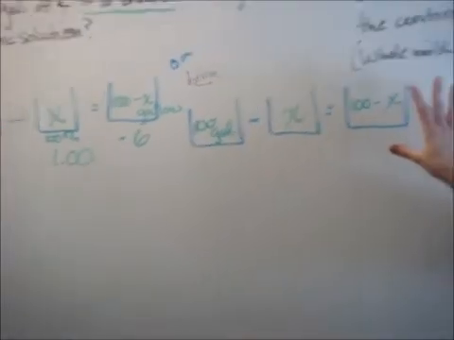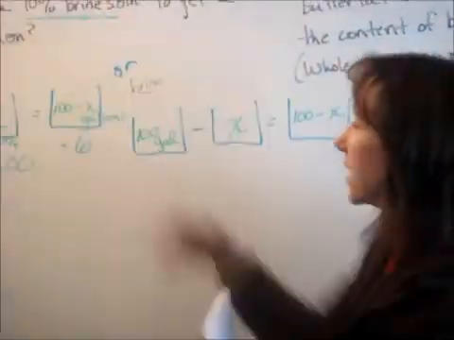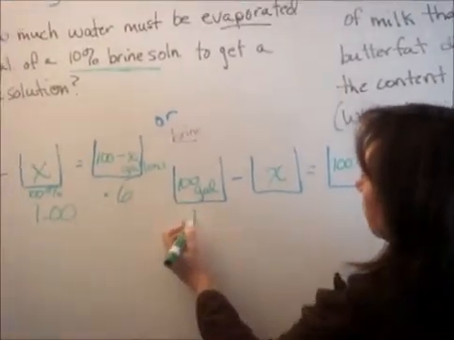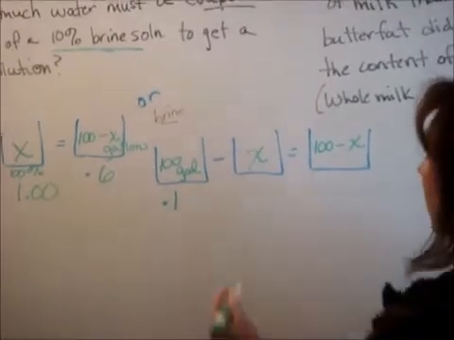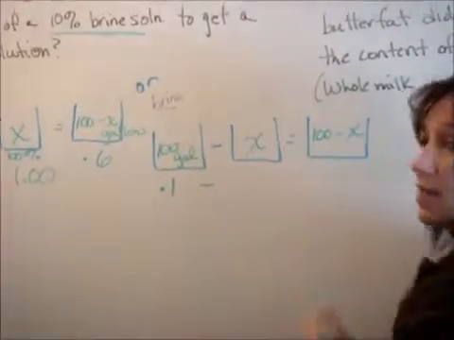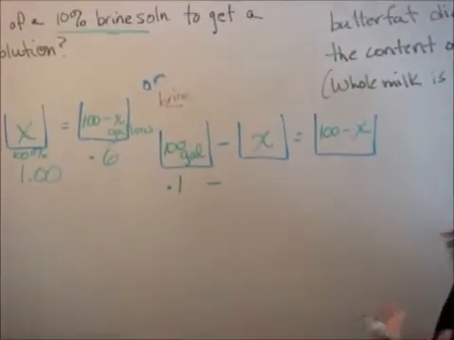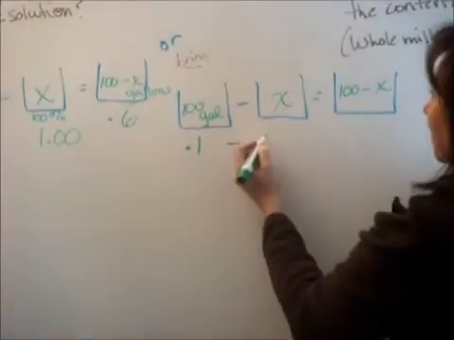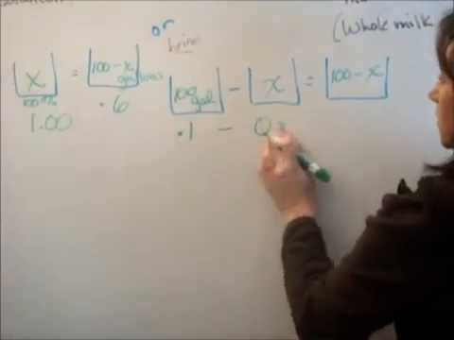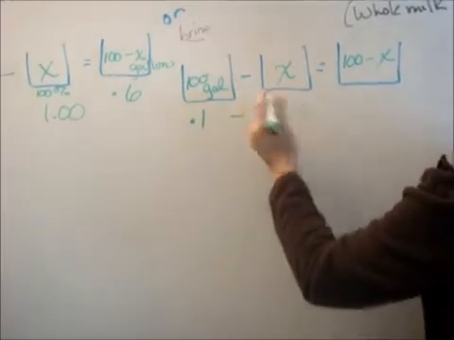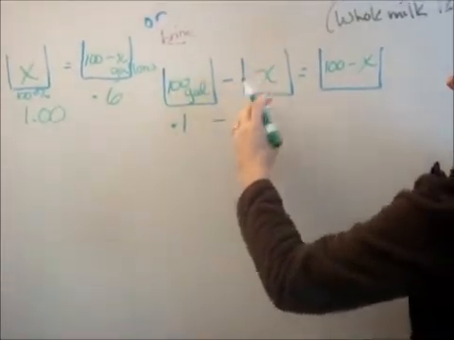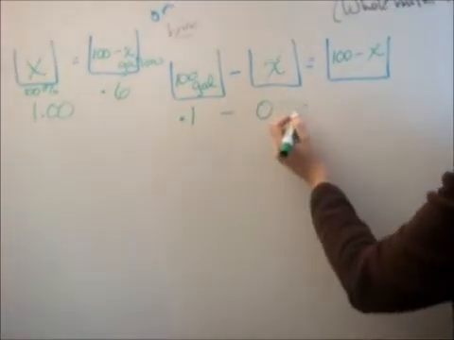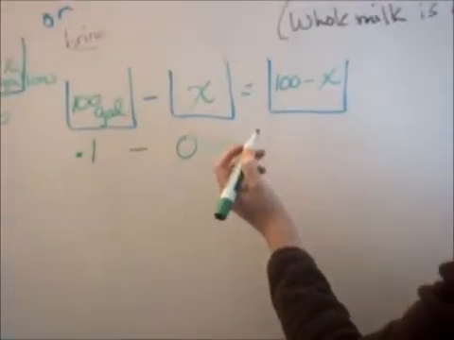Now let's do our percentages. This time it's in terms of brine, so we have a 10% brine solution. We're going to subtract off the water, and how much brine is in water? 0. That would be 0 because we're subtracting off brine, so there's not going to be any water in brine. And that's going to equal, we want a 40%.